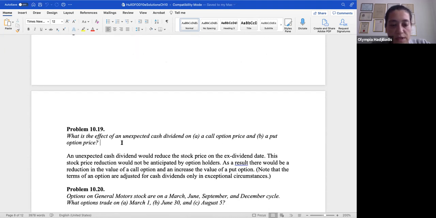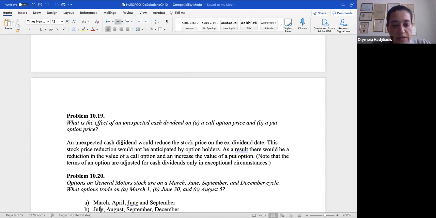Question 19, what is the effect of an unexpected cash dividend on a call option price and on a put option price? An unexpected cash dividend would reduce the stock price on the ex-dividend date. This stock price reduction would not be anticipated by option holders. As a result, there would be a reduction in the value of a call option and an increase in the value of a put option. So note that the terms of an option are adjusted for cash dividends only in exceptional circumstances.